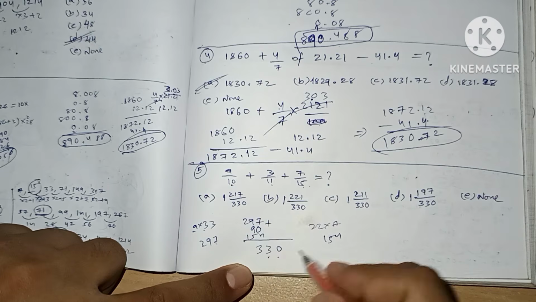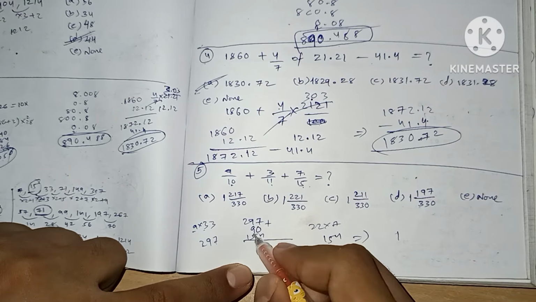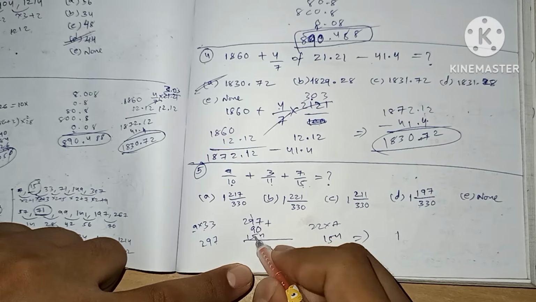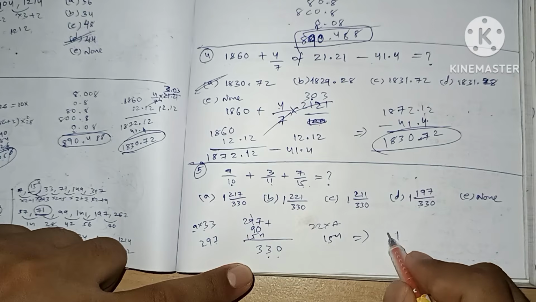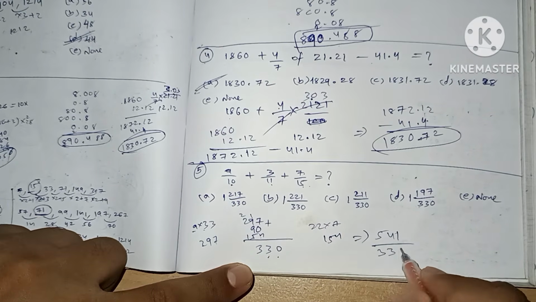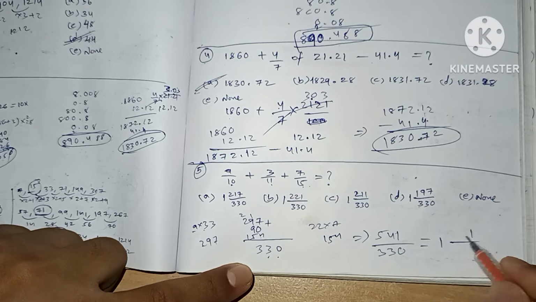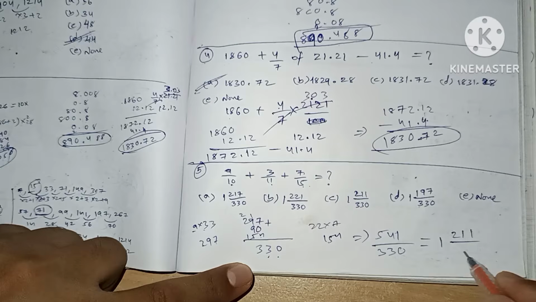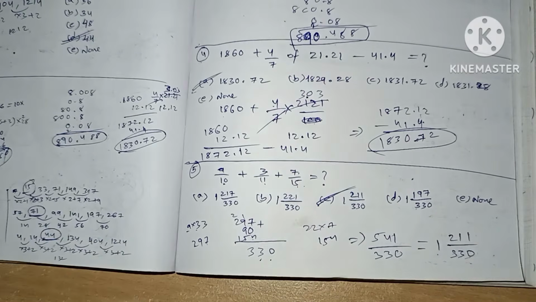So 154. Totally we get, this is unit digit 1, and have 10 19 24 5 541 divided by 330. So it is 330, 1 times is 330, and left with 112 divided by 330. So answer is 1 211 divided by 330. Option C is our answer.